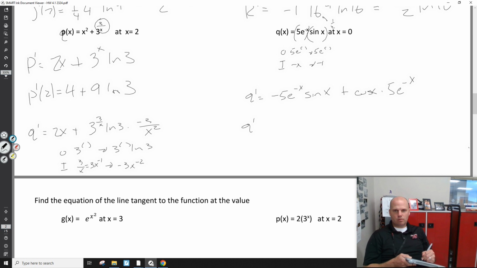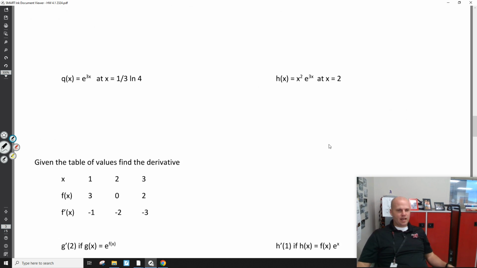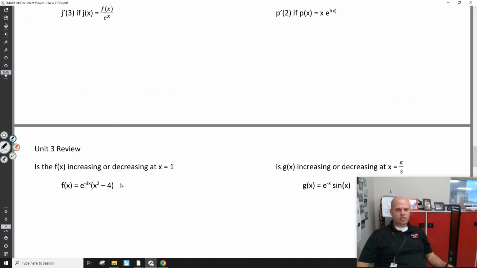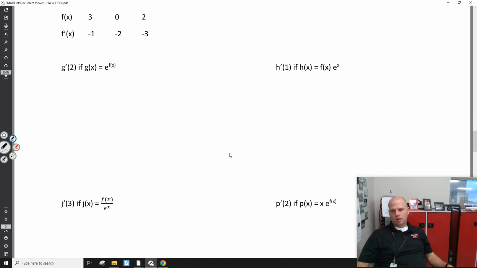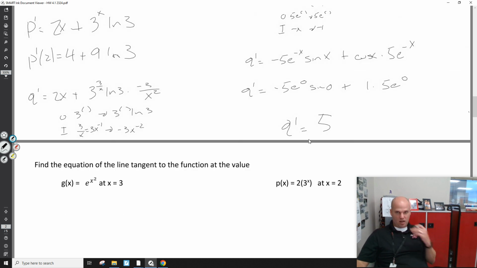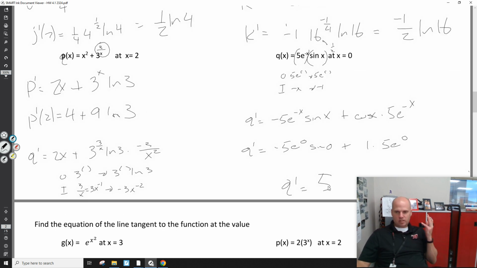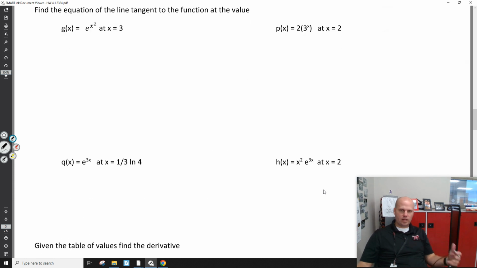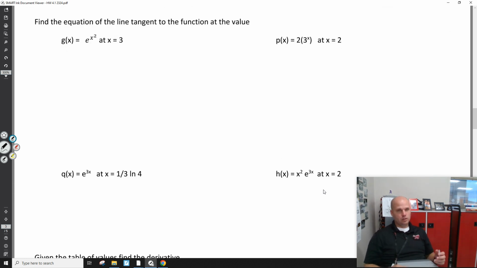Plugging in 0. Negative 5e to the 0, sine 0 is 0, plus cos 0 is 1, 5e to the 0. So I get 5. A common question that we would ask is: is the function increasing or decreasing? And you'd have to say, oh, the derivative at 0 is positive. The function is increasing. We don't have to do a full sign analysis, and we're going to get that later.